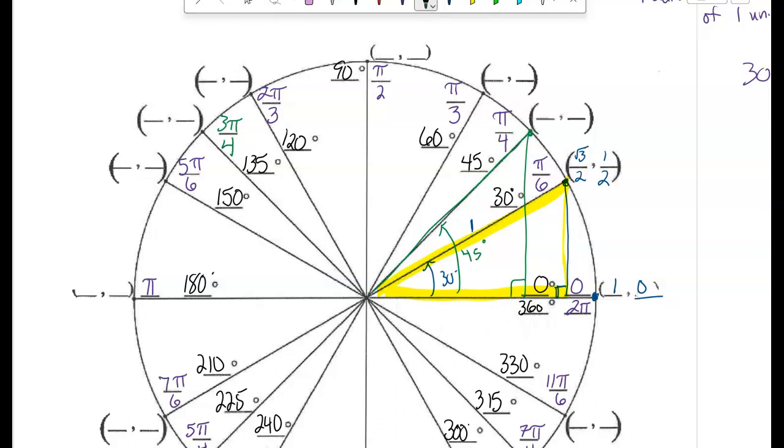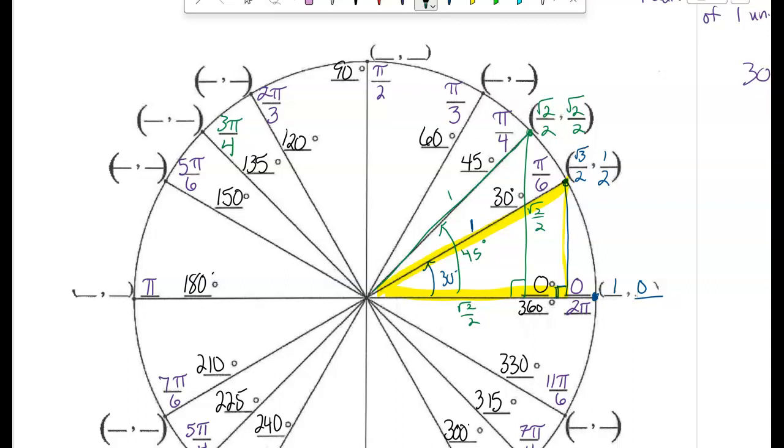All right? And we know the hypotenuse, because it's on the unit circle, is 1. On that reference triangle, I had you draw the top of it. What was the horizontal side length? Root 2 over 2, right? What was the vertical side length? Root 2 over 2. Which means my ordered pair here is root 2 over 2 and root 2 over 2. Which means the cosine of 45 degrees is root 2 over 2, or the sine of 45 degrees is root 2 over 2.